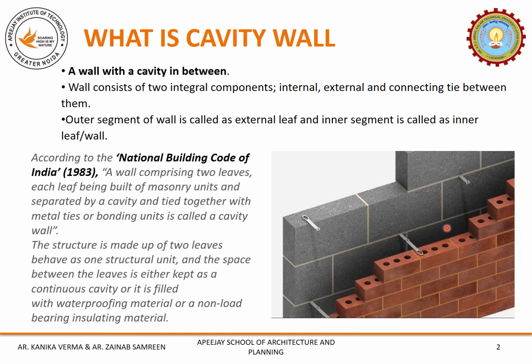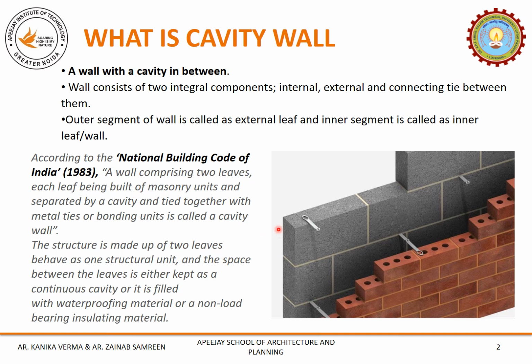Thank you, ma'am. Taking it forward from here, first of all, we should know what actually is a cavity wall. As the name itself speaks, the wall has something to do with the cavity or a hollow space. According to the National Building Code of India 1983, a wall comprising 2 leaves, each leaf being built of masonry units and separated by a cavity and tied together with metal ties or bonding units is called a cavity wall.